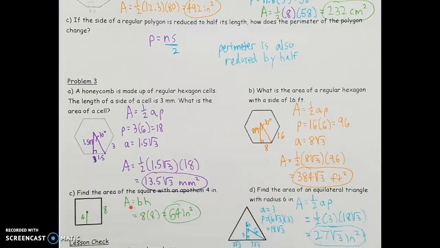And then you could still use 1/2 apothem times perimeter, but if I just want to go back and use my area formula for any parallelogram, base times height for a square is just 8 times 8, and that gives you 64 square inches for that area.